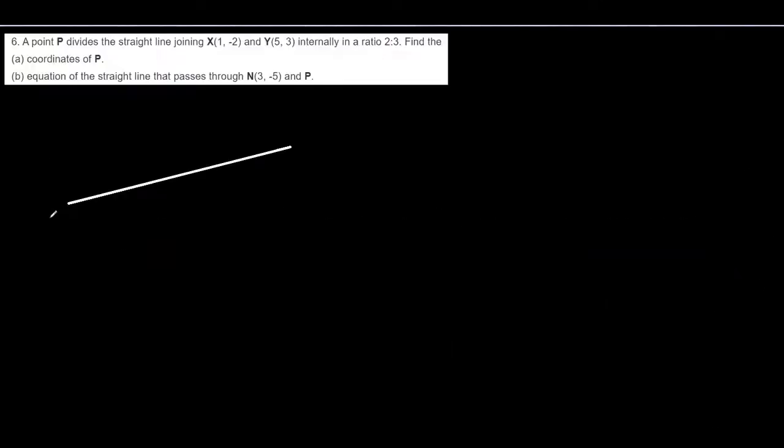In question 6, there is a line XY. The coordinates of X are (1, -2) and the coordinates of Y are (5, 3). There's a point P, say here, which internally divides it in the ratio 2 to 3. So this part is 2 units and this part is 3 units of that division. Find the coordinates of P.